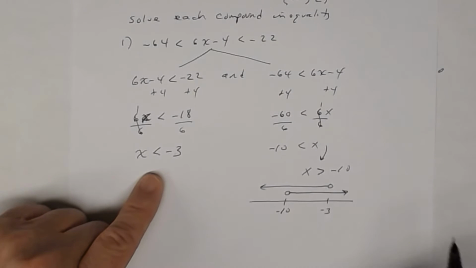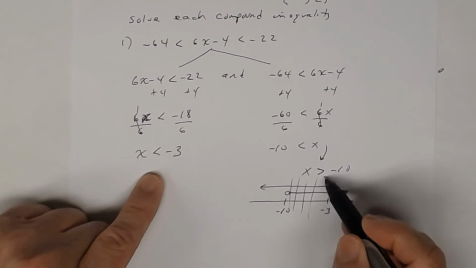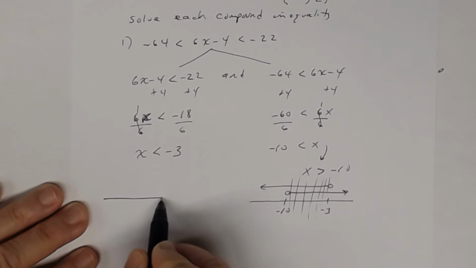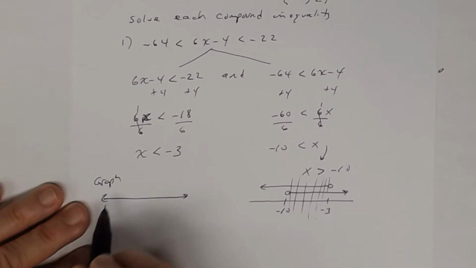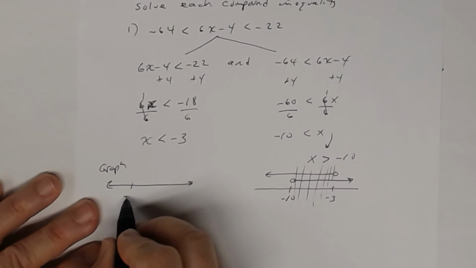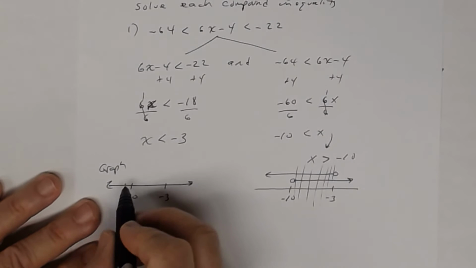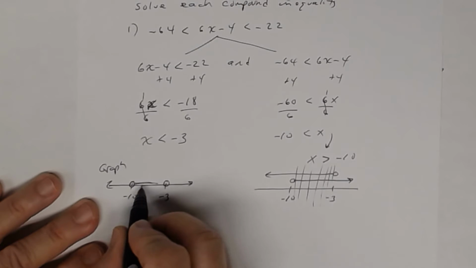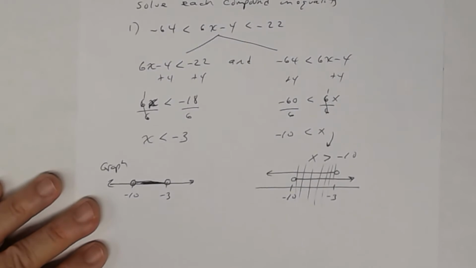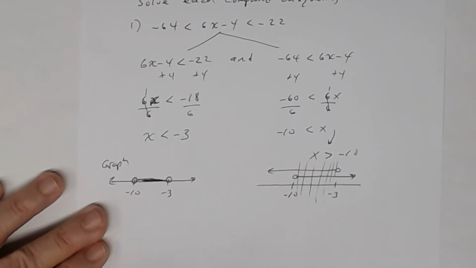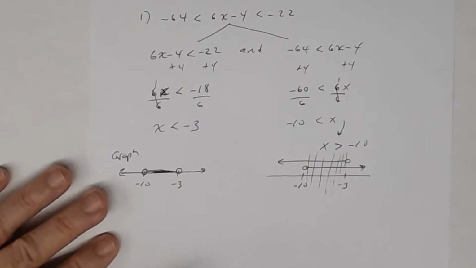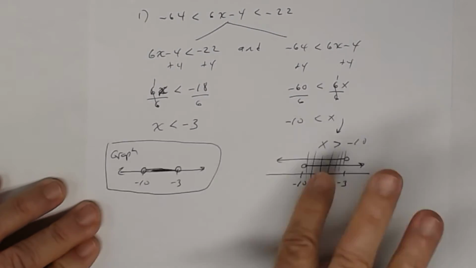And so when you see that word and, you're going to think of the intersection of those two graphs right here. And so the solution to the original, if you look at it in terms of a graph now, would be any number between -10, open circle, because there's no equal sign, any number between -10 and -3, not including -10 and -3, just any real number between those. Okay? So that's the graph of the solution to the original. So you would put that as your graph, not this.